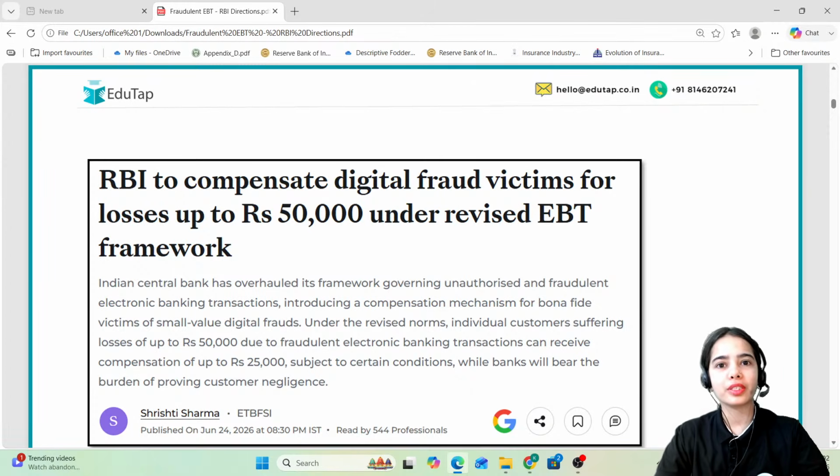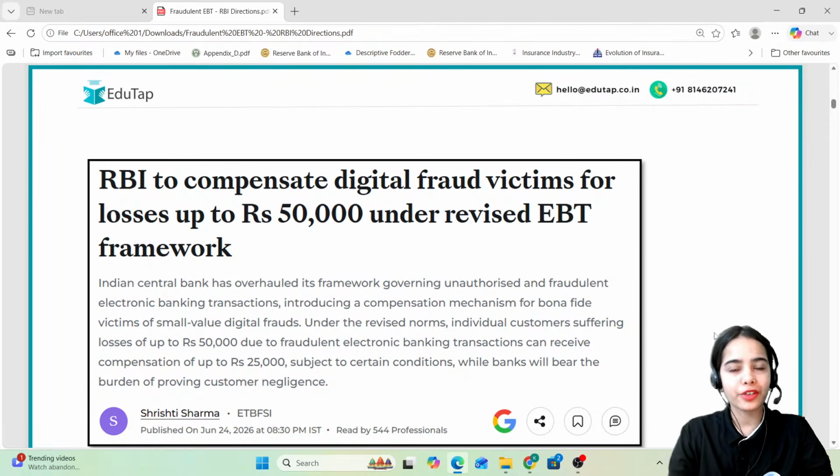Today we are going to discuss a very important notification of the Reserve Bank of India regarding customer protection from fraudulent electronic banking transactions. There are compensation norms and sharing norms that have been laid down, on who will bear the compensation that has to be paid to the customers.